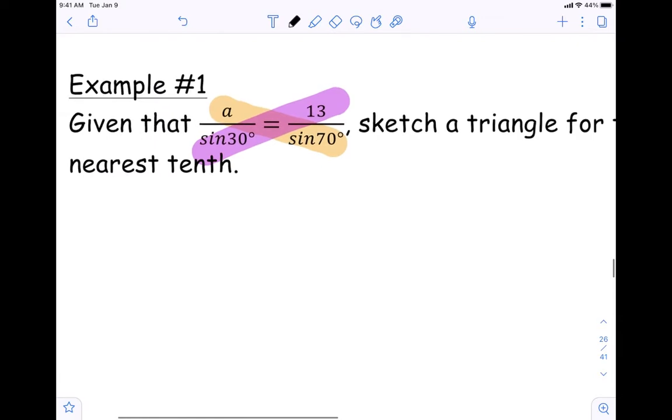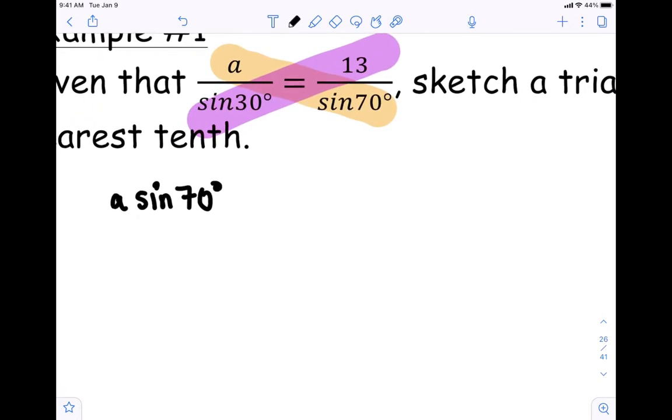So what we want to do is multiply a times sine 70. That's the orange part. So a is going to go in front of sine 70 degrees. So a sine 70. That's going to go to the left side of the equation. The right side is going to be that light purple, 13, which is your side length, multiplying by sine of 30 degrees. So your angles are always kind of going in brackets if you use your calculators.